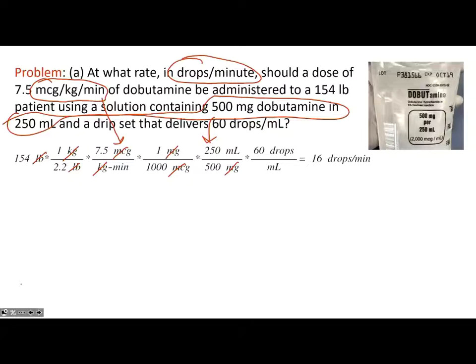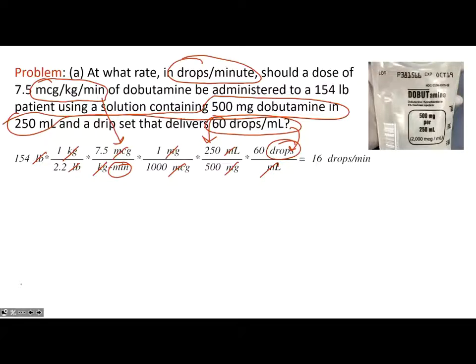The last thing to do is convert to drops per minute. And how do I convert from the volume to drops? I look at the drop factor. The specific drop factor for the set that I'm using here is 60 drops per mil. So I set it up that way so that my milliliters cancel, and I get 16 drops per mil. So again, if you look at what's left over, there's my minutes unit, there's my drops unit, so I'm in drops per minute, and do the math, and I got 16.